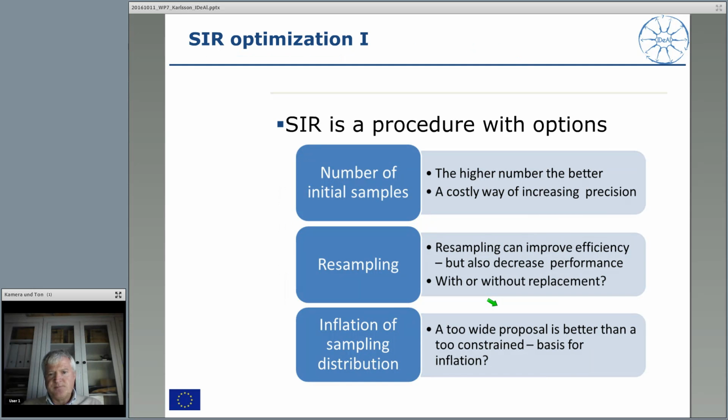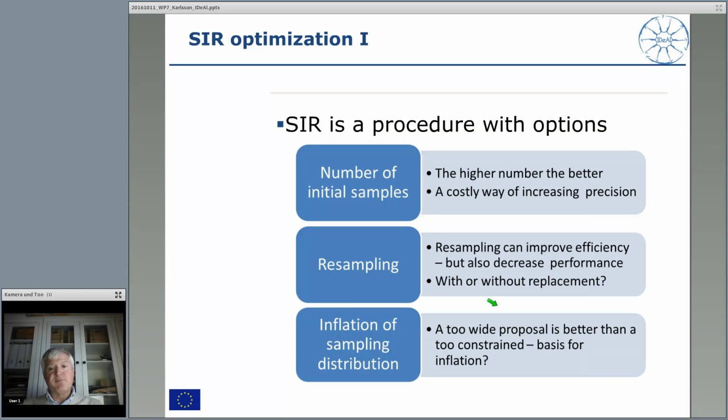So the sampling importance resampling is a procedure which has many options. For a given proposal, we can vary the number of samples, the number of parameter vectors that we want to investigate. And the higher the number, the better. As this number goes towards infinity, we're essentially guaranteed to get the posterior uncertainty correct. But it's also a costly way of increasing precision, because while we don't re-estimate any parameters, we need to evaluate the objective function value for each parameter vector of this first step to get the likelihood of the data given this parameter vector. So we might look to other ways of improving precision.